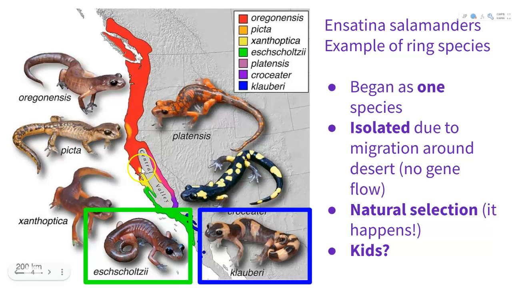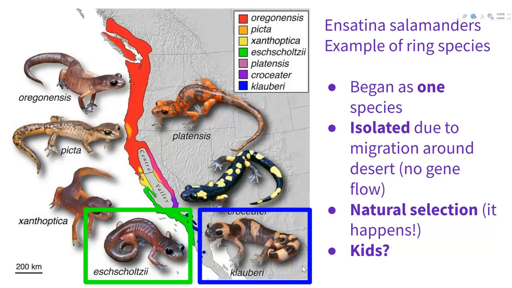Once they got around the Central Valley, which took generations and generations of time, they ended up meeting up down here. This allowed scientists to determine whether they had actually become two different species over time, or if they were the same species. This is the example that we've used in class. The workbook features the Ensatina eschscholtzii, I'm probably saying that wrong, and cloudberry. These are two of the subspecies in the Ensatina species.